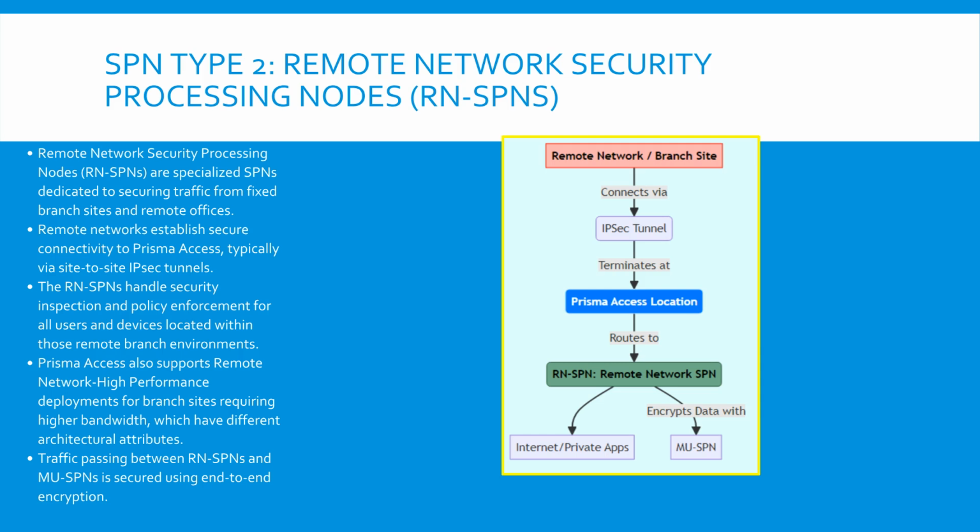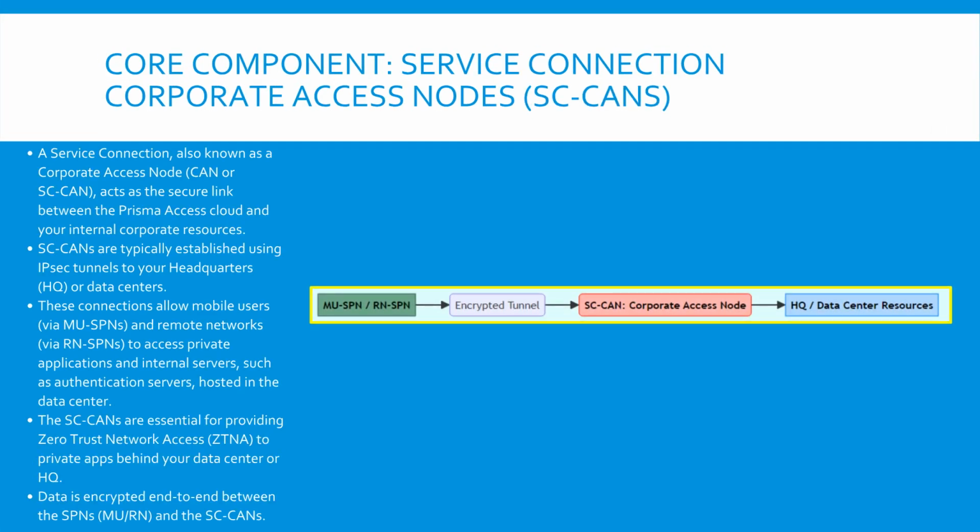We have successfully identified the RNSPN as the node responsible for securing fixed remote network locations and ensuring secure traffic exchange with mobile users. The third core component is the Service Connection Corporate Access Node, or SCCAN.